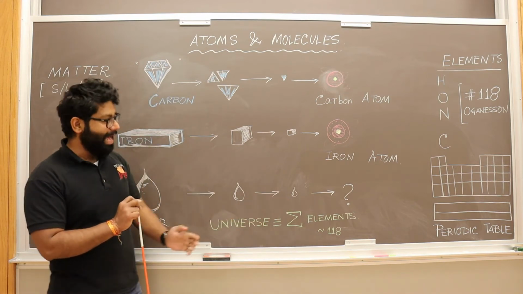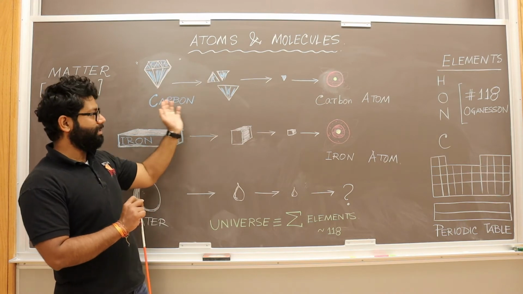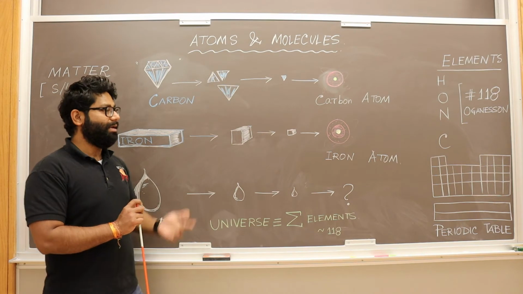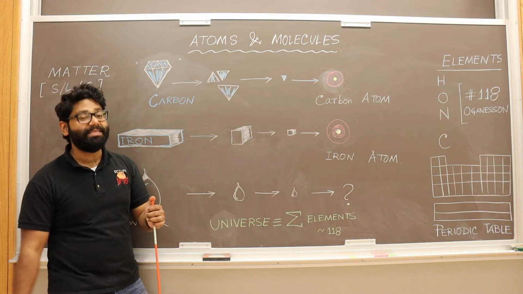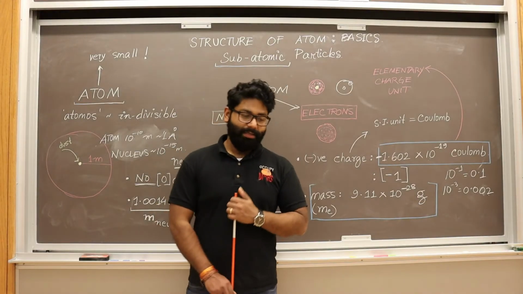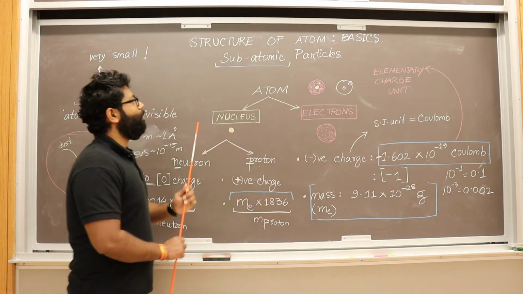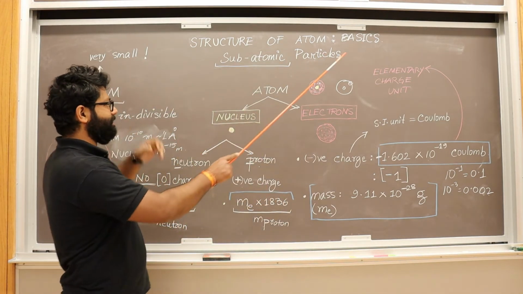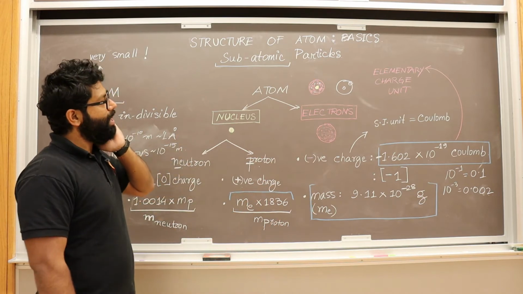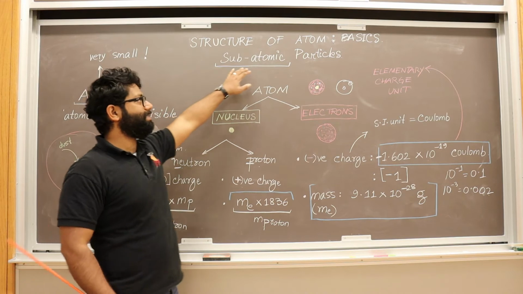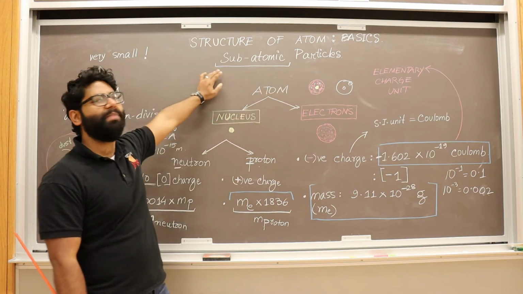So now we know what an atom is. You keep on going to the smallest and you get an atom. Now let's study what's there inside an atom. So what is the structure of the atom? We are just considering the basics here. What we are trying to see and learn is the subatomic particles. What is the atom made up of?